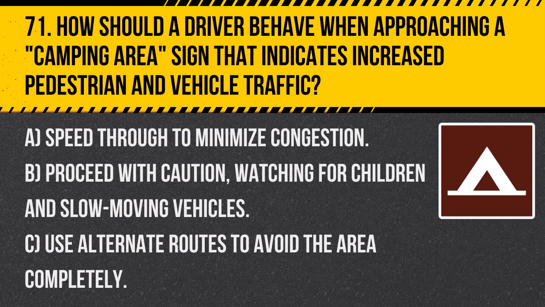Question 71. How should a driver behave when approaching a camping area sign that indicates increased pedestrian and vehicle traffic? A. Speed through to minimize congestion. B. Proceed with caution, watching for children and slow-moving vehicles. C. Use alternate routes to avoid the area completely.